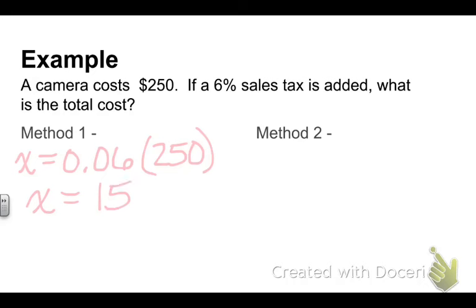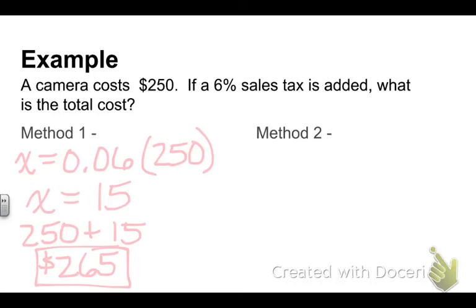Now, that is not your total cost. $15 is the tax. So method number one, you'd multiply, and then you would have to take the cost of the camera, which is $250, add it to the tax, and your total cost would then be $265. So that would be your total cost of the camera.